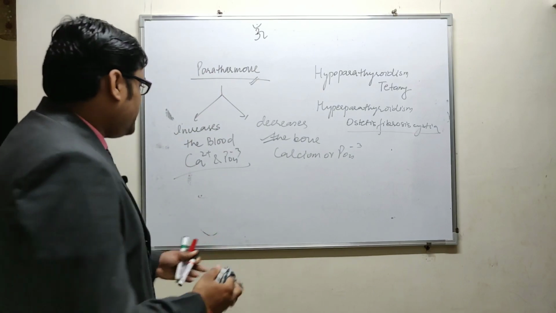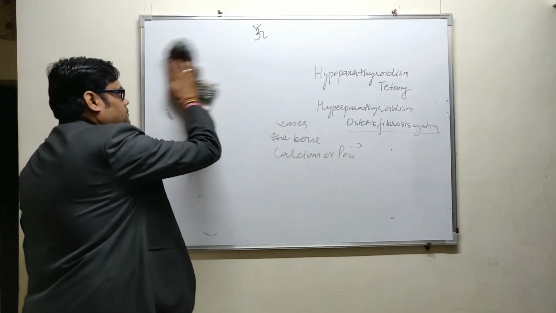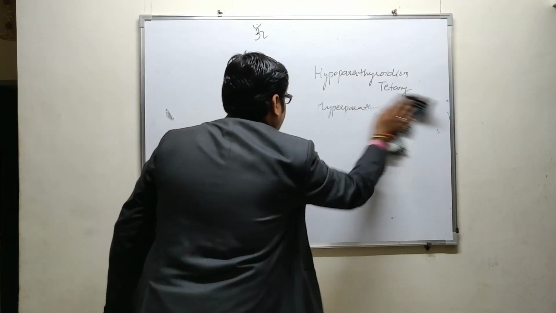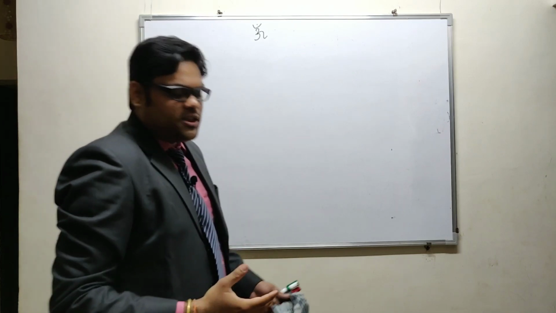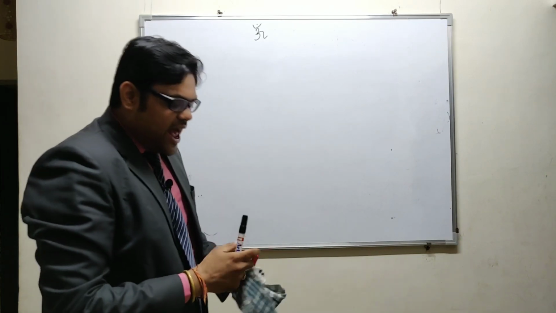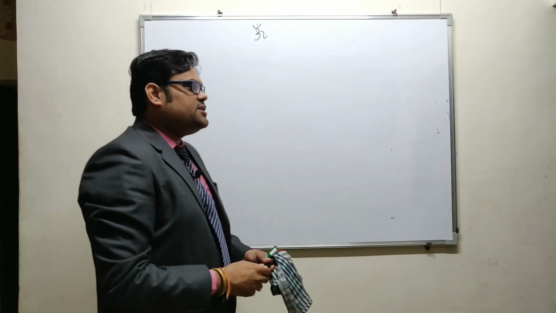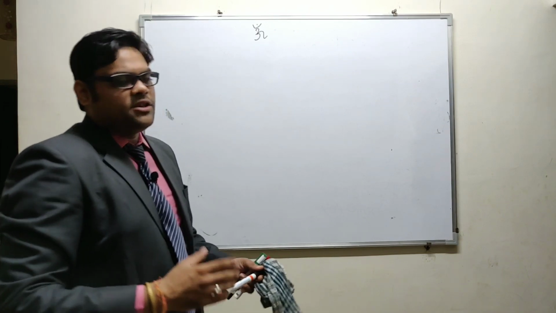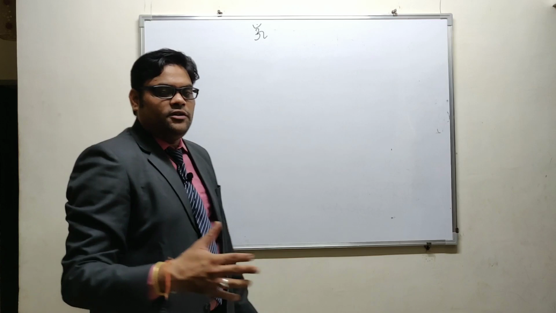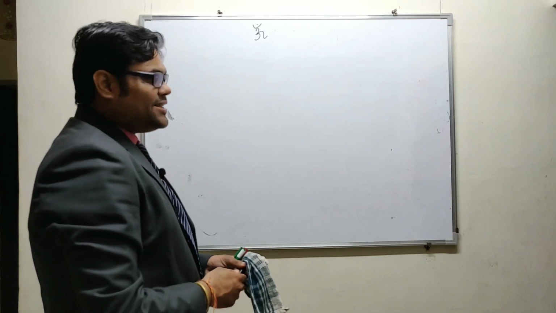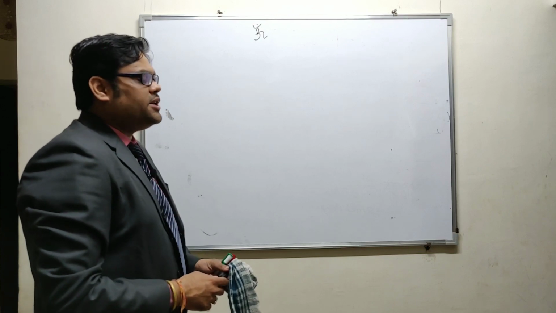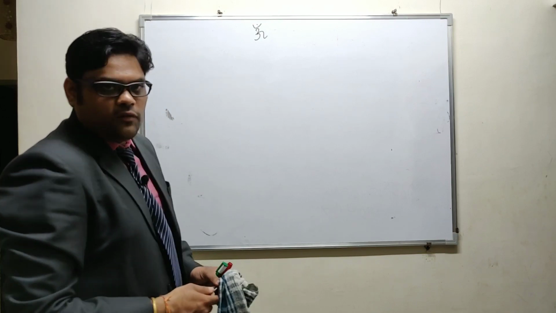Now coming to the next topic, that is the pancreas. The pancreas is a dual gland, with exocrine as well as endocrine function. It has acinar cells as well as para-acinar cells. The acinar cells are related with some functions, and the para-acinar cells with some other functions.